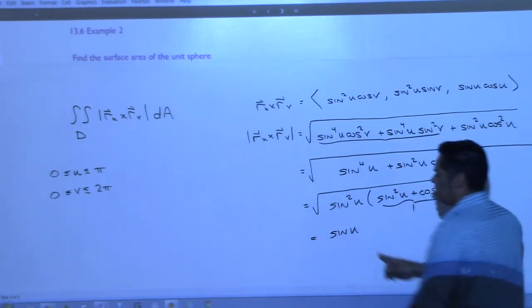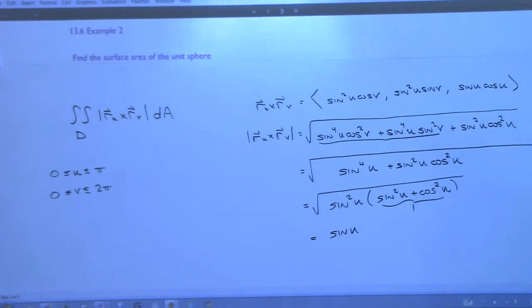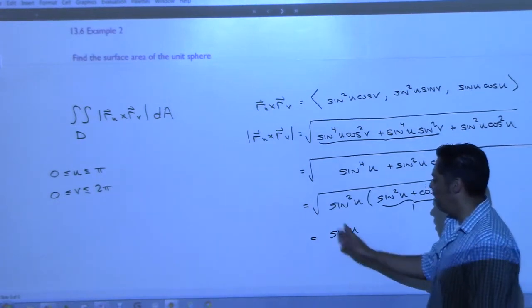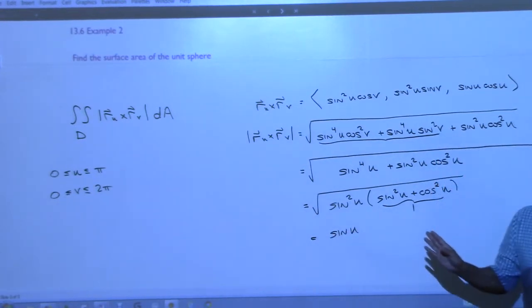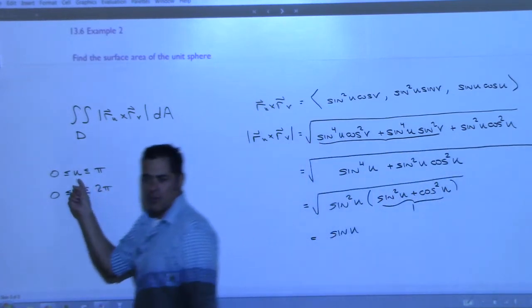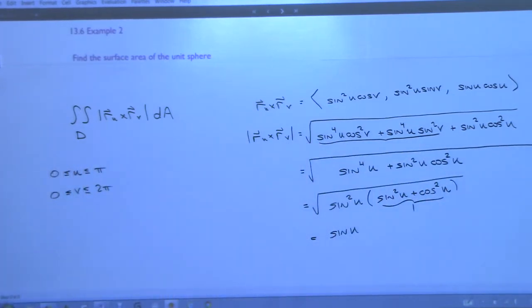Why do I know that that's positive? Why do I not have to do absolute value here? Sine is always positive from 0 to pi. Yeah, between 0 and pi, right? Sine is always positive, so that's okay for me to do that.